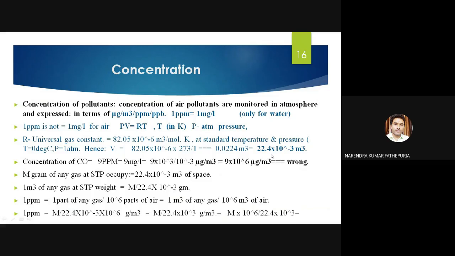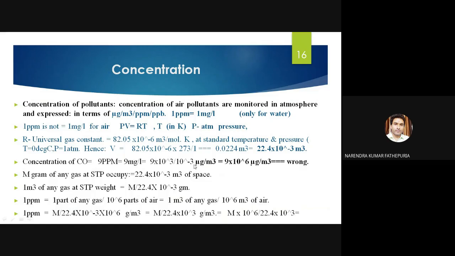This is 22.4 into 10 to the minus 3 meter cube. You are getting it finally. Now you have to find out the concentration of carbon dioxide, carbon monoxide, sulfur dioxide, NOx. You can get it through this. Suppose concentration of carbon monoxide is given as 9 ppm, 9 mg per liter. So 9 into 10 to the power 3 divided by 10 to the power minus 3, you will convert into microgram per cubic meter. Okay. Liter to cubic meter conversion, you can do it.